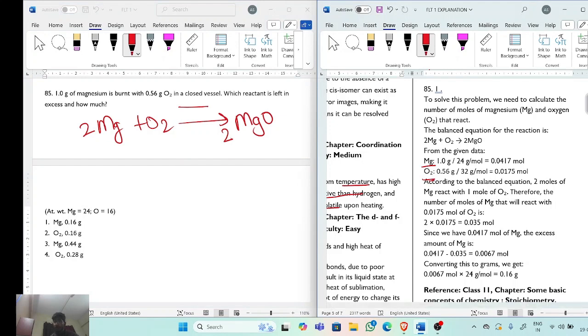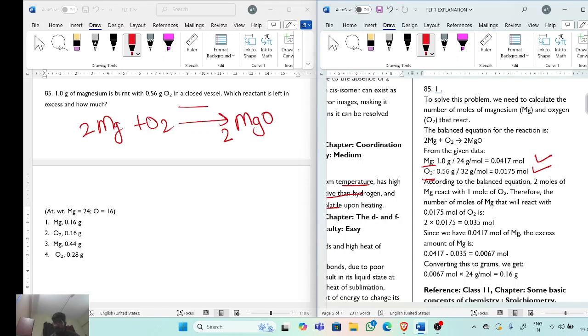Okay, so the number of moles of Mg is 0.04, and the number of moles of oxygen is 0.0175 mole. Now according to the balanced reaction, 2 moles of magnesium reacts with 1 mole of oxygen to give 2 moles of product.